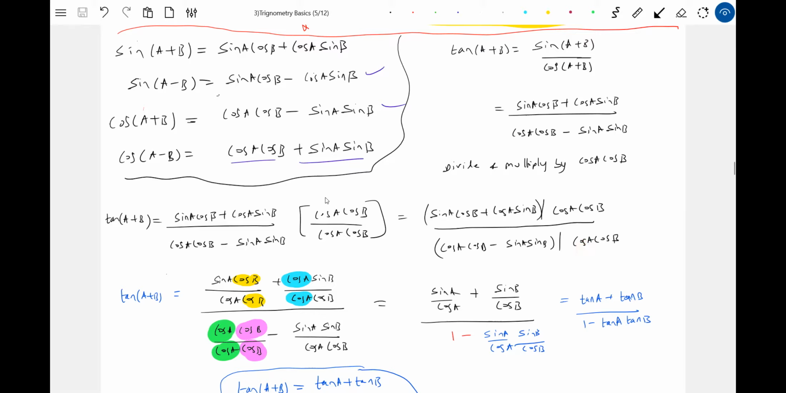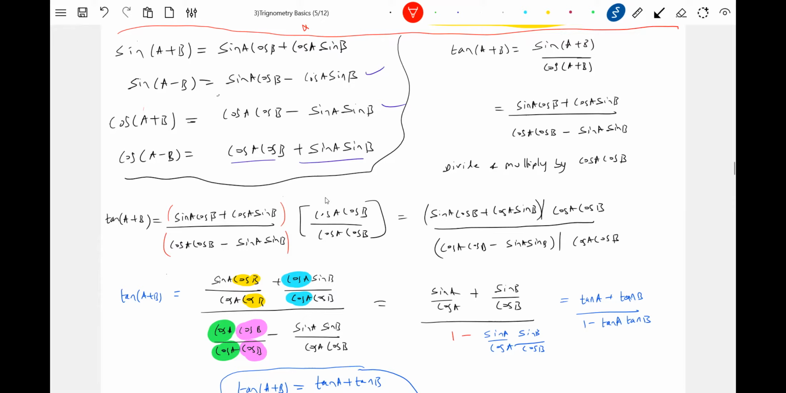Here it will come like this, cos A cos B, cos A cos B. Dividing and multiplying. Okay, this is the bracket term. Can we rewrite that in this form? sin A cos B plus cos A sin B by cos A cos B, cos both are same.